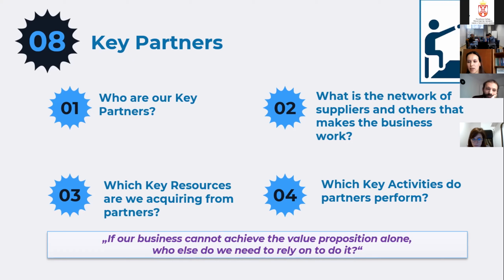And here we must answer four questions. Who are our key partners? What is the network of suppliers and others that makes the business work? Which key resources are we acquiring from partners? And we must also analyze which key resources are the most expensive. Which key activities do partners perform?